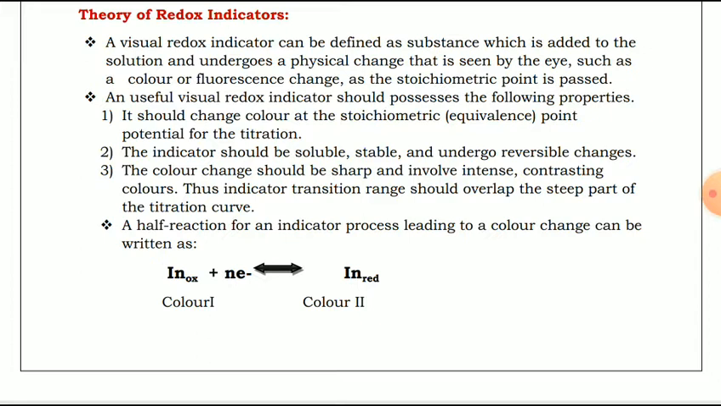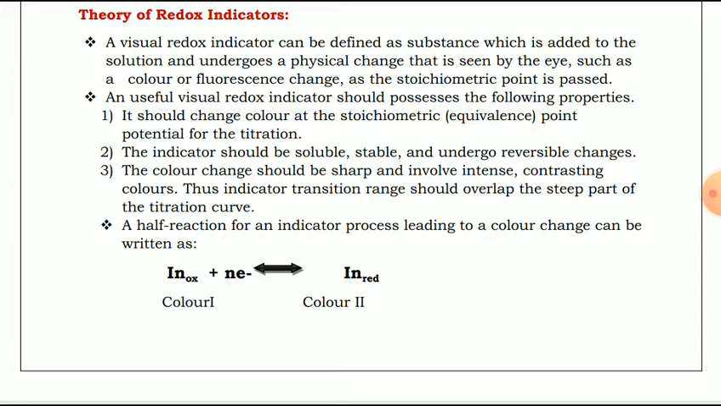A useful visual redox indicator should possess some properties. The first property is that it should change color at the stoichiometric or equivalence point potential for the titration. That means when any titration passes through the stoichiometric point, or the equivalence point, it should change its color. That is the main purpose.